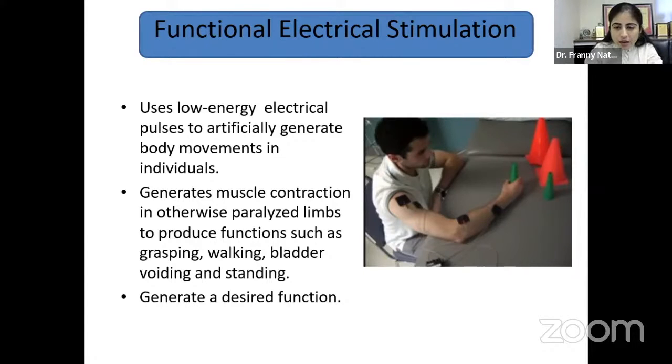As you can see, certain electrodes are attached over the dorsal aspect of the arm and the forearm, and those electrodes provide low energy electrical impulses to generate body movement in the individuals. So they generate muscle contraction in otherwise paralyzed limbs to produce functions such as grasping. It can be used in the lower extremity while walking, or for bladder voiding in cases of neurogenic bladder, and in standing. So it helps you basically generate a desired function.